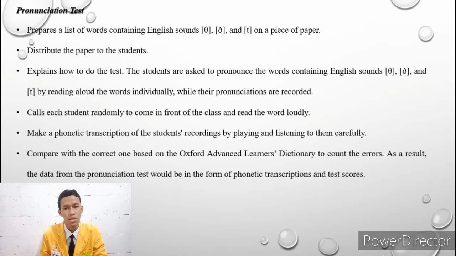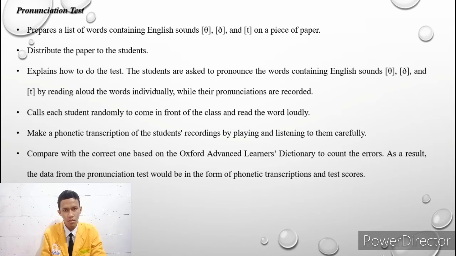And then for the pronunciation test, prepare a list of words containing the English sounds th, th, and th on a piece of paper, and then distribute it to the students and explain how to do the test. The students are asked to pronounce the words containing the English sounds th, th, and th by reading aloud the words individually while their pronunciation is recorded. Call each student randomly to come in front of the class and read the words loudly, and then make a phonetic transcription of the student's recording by listening to it carefully, and then compare it with the correct one based on the Oxford Advanced Learner's Dictionary to count the errors. As a result, the data from the pronunciation test would be in the form of phonetic transcription and the test score.